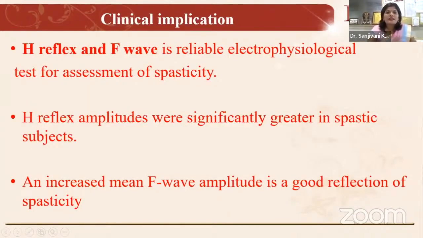So you can say this is the take home message or conclusion of this discussion. H and F wave are a reliable electrophysiological test for assessment of spasticity, because till now we mostly use the modified Ashworth, which is widely used in our clinical setup. Okay, because it is very handy, but it is more subjective. So for objective measurement, this is a good tool that we can use for our research and for showing the improvement of the patient.